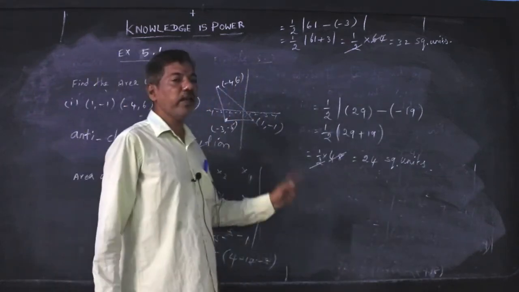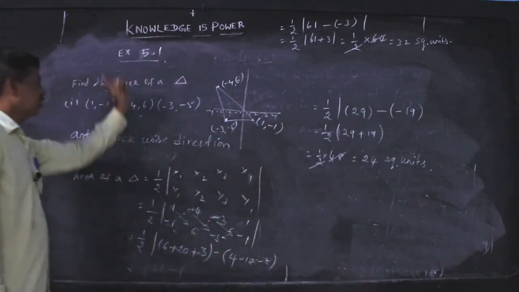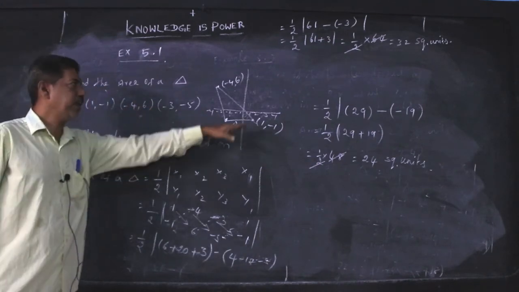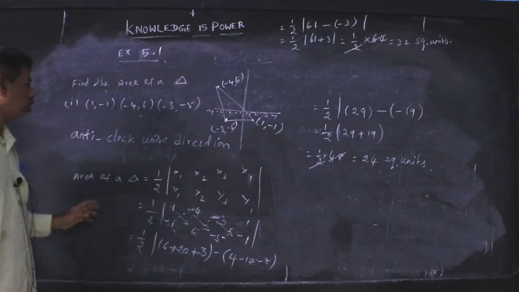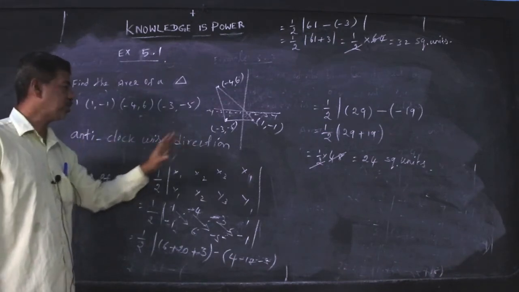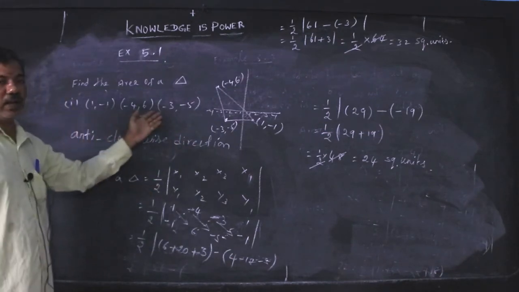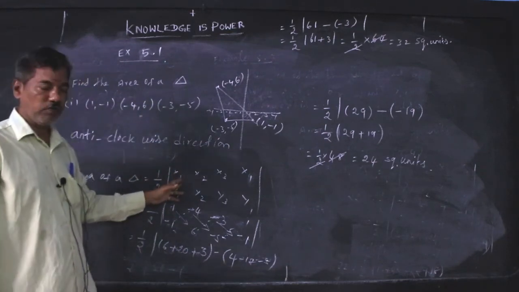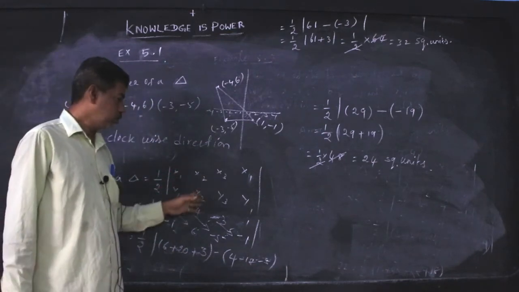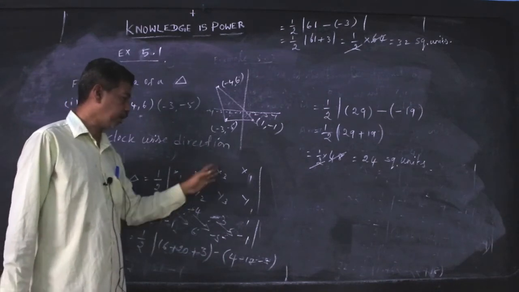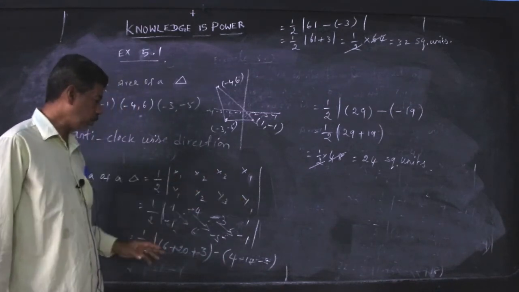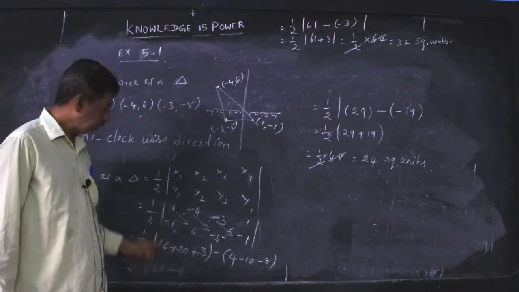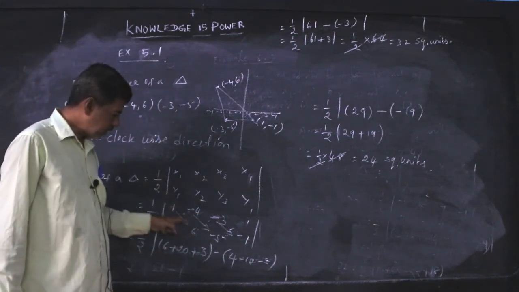So the sign is very, very important here. Again, I repeat. Same model: find the area of a triangle. The values are given. You arrange them in this order. You have to take the anticlockwise direction. Already they are arranged in anticlockwise direction. Area of triangle, as usual the formula is 1 by 2, x1 y1, x2 y2, x3 y3, x1 and y1. You substitute all the values based on this, then multiply.